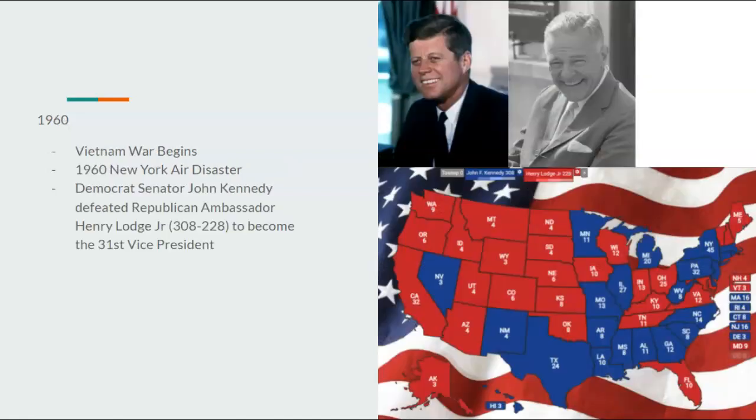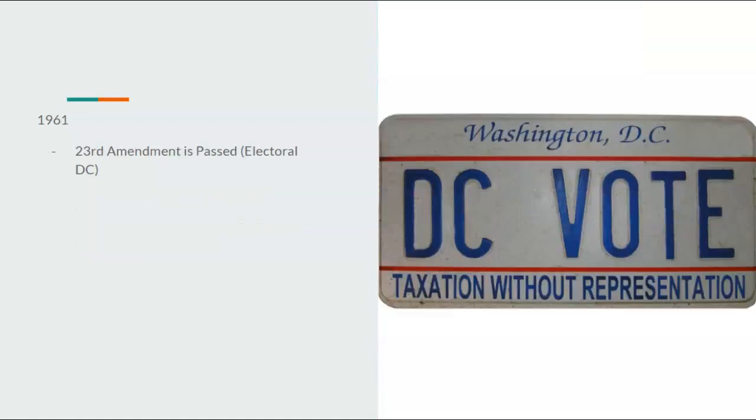Going on to 1960, the Vietnam War would officially begin, as well as the 1960 air disaster. Going on to the 1960 vice presidential election, Democrat Senator John Kennedy would defeat Republican Ambassador Henry Lodge Jr. 308 to 228 to become the 31st vice president. Going on to 1961, the 23rd Amendment is passed, which is electoral votes for D.C.